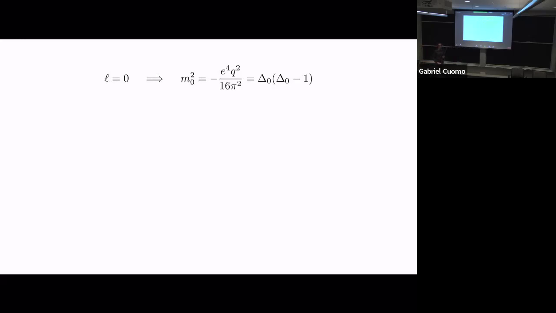So anyhow, if you don't know what the BF bound is, I'm just saying you have to take m naught, the mass in AdS, and equate it to delta naught minus 1, where delta naught turns out to be the scaling dimension of the lowest operator on the defect conformal field theory. If this equation has a real solution, then I don't have instability. If it has no real solution, I have an instability. That's the rest of it.